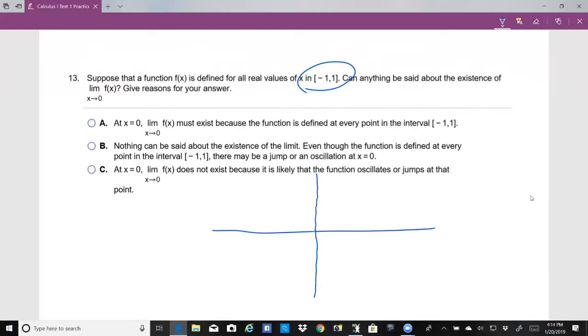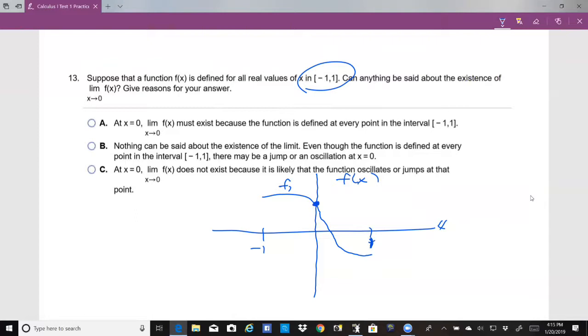If I have a function f of x that's defined between minus 1 and plus 1, I could have a very well-behaved function that's continuous, and it's defined everywhere between minus 1 and plus 1. And the limit as x approaches 0 of this function, call this f1, would be exactly this point I'm pointing at.